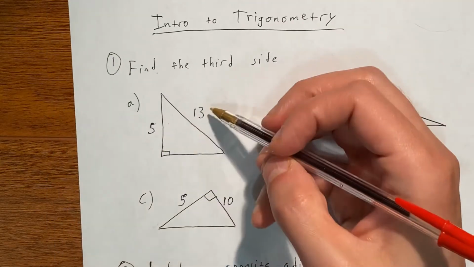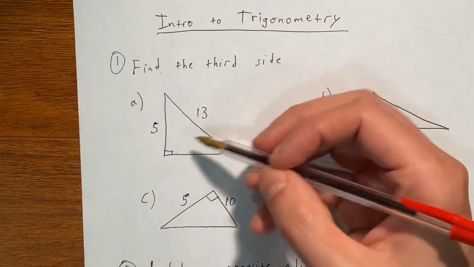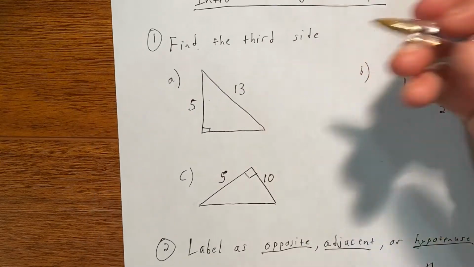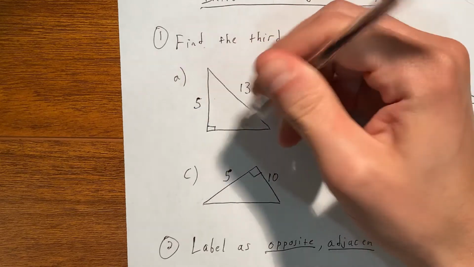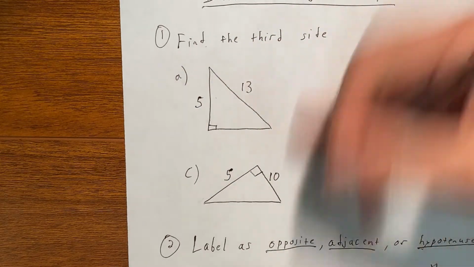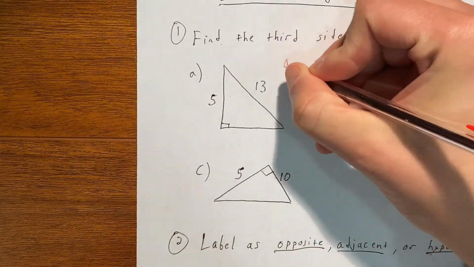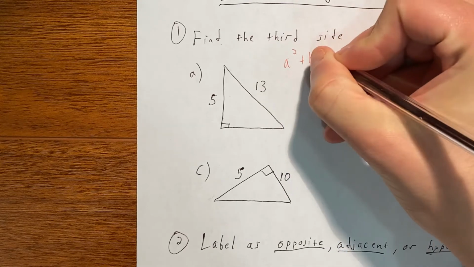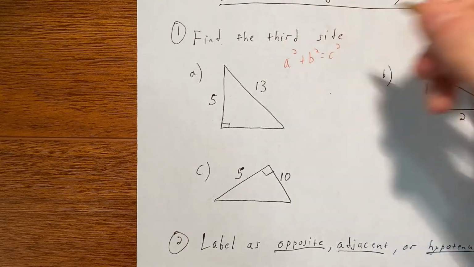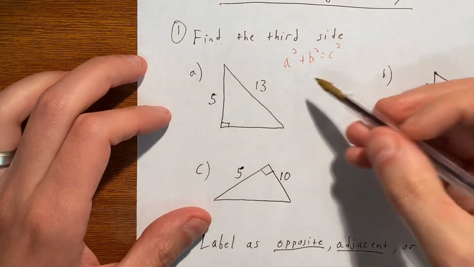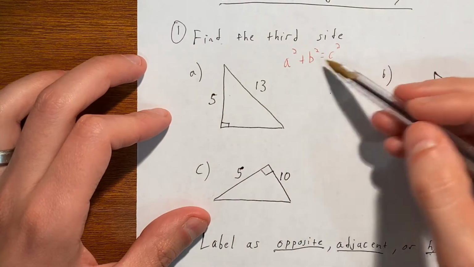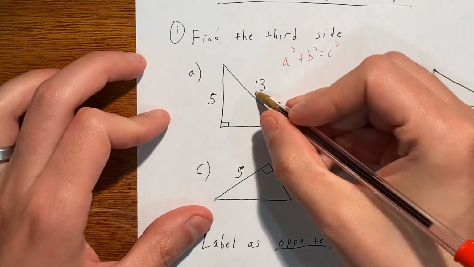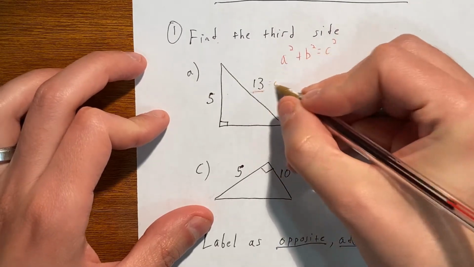So if you have two sides of a right triangle, do you or do you not remember how to find the third side? The answer is the Pythagorean Theorem. So do you remember the Pythagorean Theorem? A squared plus b squared equals c squared. And we're going to be using this. The only thing you have to remember is what a, b, and c are. And it's very important to remember that the hypotenuse is considered c.